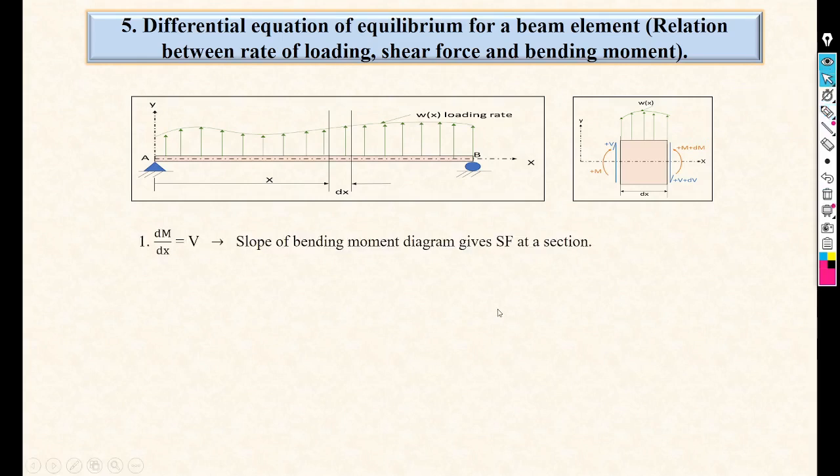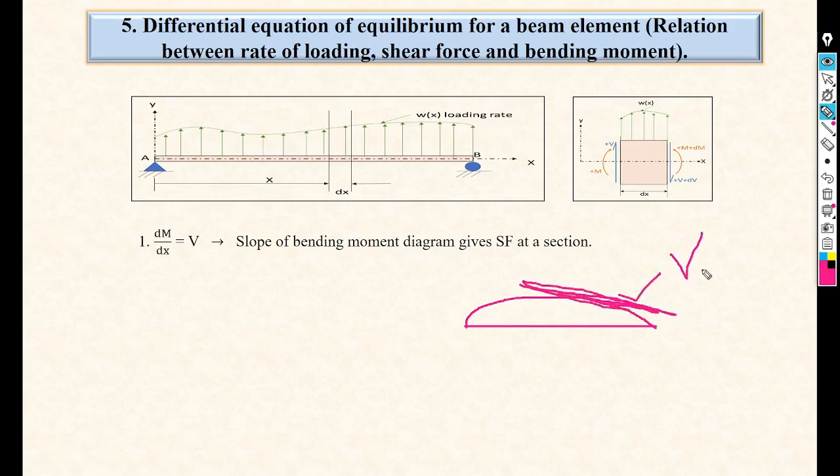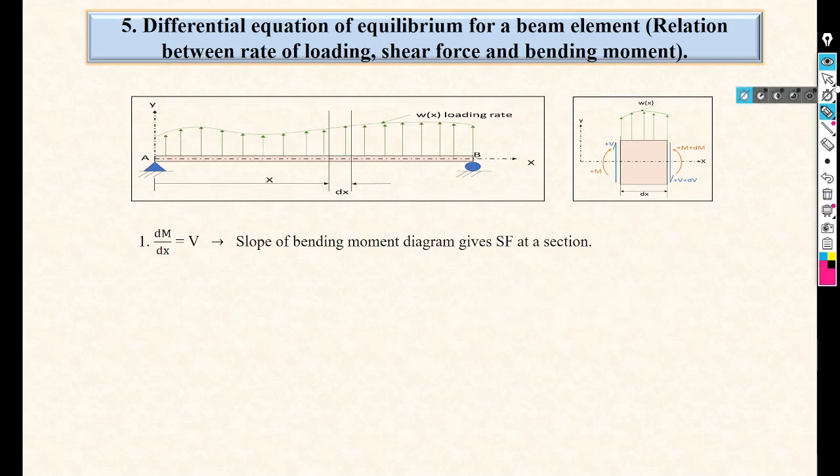First, when we take the derivative of moment with respect to x, we get the shear force. And if we go with the slope diagram, the slope of the bending moment diagram gives the shear force at a section. Suppose we consider any bending moment diagram and take the slope of that diagram, that slope indicates the shear force.